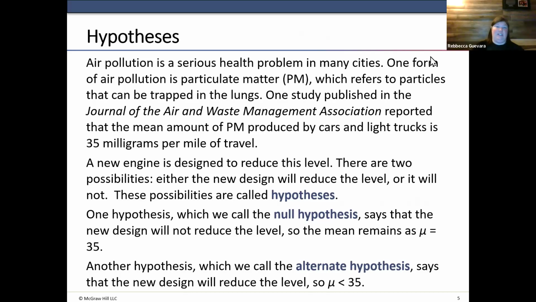Air pollution is a serious problem in many cities. One form of air pollution is particulate matter, which refers to particles that can be trapped in the lungs. One study published in the Journal of the Air and Waste Management Association reported that the mean amount of particulate matter produced by cars and light trucks was 35 milligrams per mile of travel.